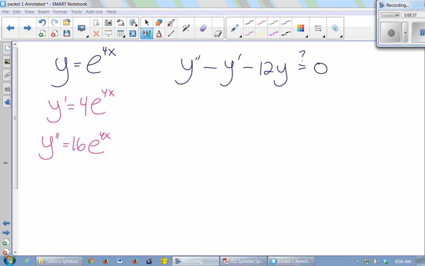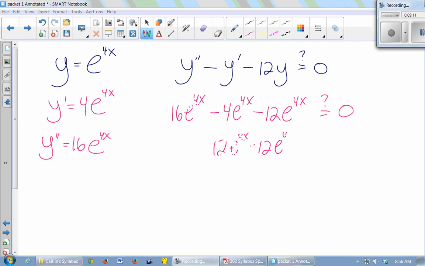Okay. Now when I plug in my y prime and my y double prime and my y into this equation, I get 16 e to the 4x minus 4 e to the 4x minus 12 e to the 4x, right? Because the 12 is this coefficient from the equation, and y is just e to the 4x. Okay. Does that equal 0? Well, 16 e to the 4x minus 4 e to the 4x, that's 12 e to the 4x, which is 0.